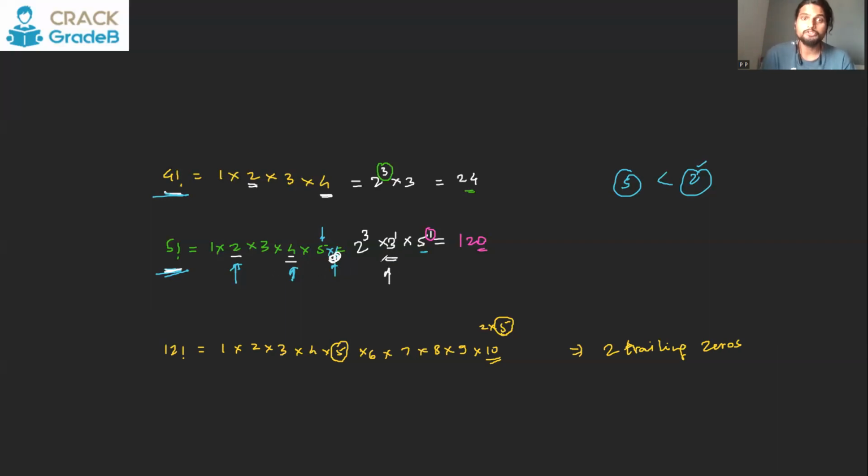So then also you should have some method for you. So that's why we are discussing this method now: how to count the number of any prime in a number factorial. So if I want to count the number of 5s in 12 factorial, the process you are going to follow is, see, I'll tell you the process, why it is happening.